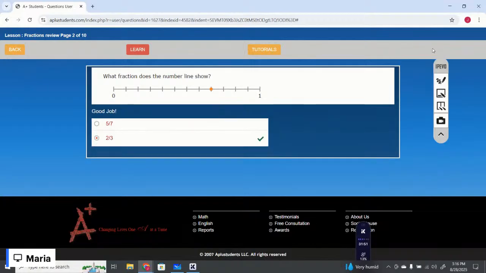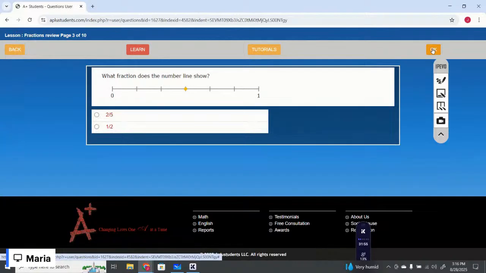Okay, the next one is what fraction does the number line show? So which is the correct option?